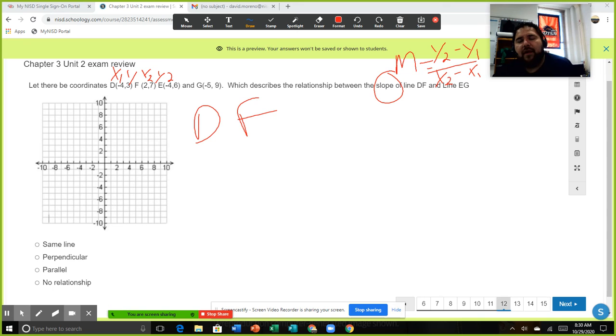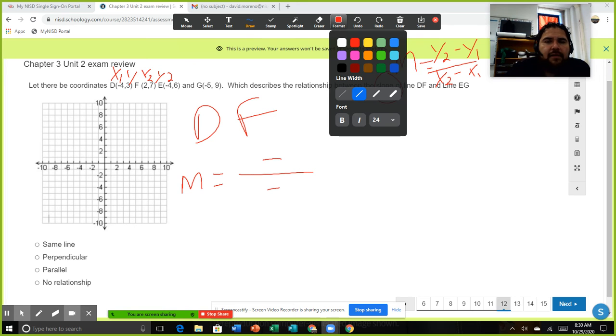And if they're the same, they're parallel. If they're flipped and reversed, they're perpendicular. If they're not the same and they're not perpendicular, then there's no relationship. And if it's the same line, they have the same y-intercept, okay? So let's look at D and F. So we're going to find the slope, right? Do your little setup and then start plugging in your values.